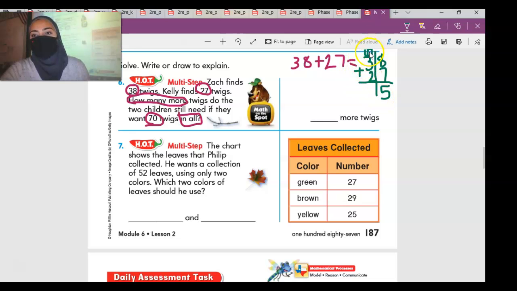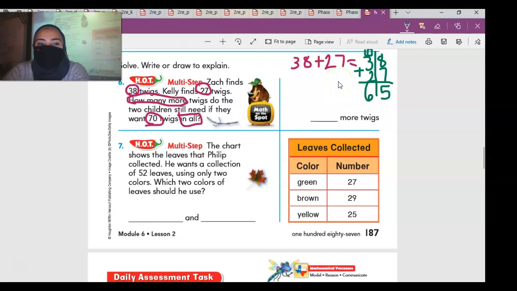Now we have to add all 3 of these numbers. 1 plus 3 is 4, and 4 plus 2 is 6. Good job, 6. That's 65. So 38 plus 27 is 65. Is that my answer? No. How many more twigs do the two children still need if they want 70?